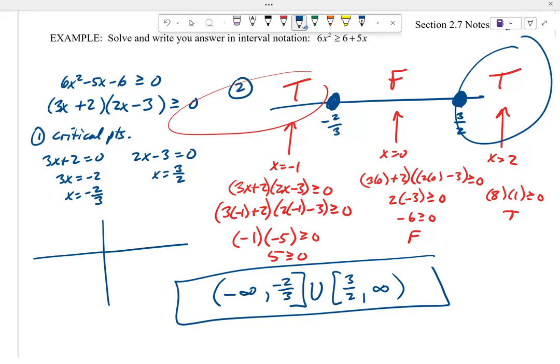If you were graphing this, by the way, it hits at negative 2/3. It hits at 1.5. And this is a quadratic that opens up. So hopefully you can see that's where it's positive, right? Including the zeros there. Negative infinity up until negative 2/3, and then from 3/2 on.